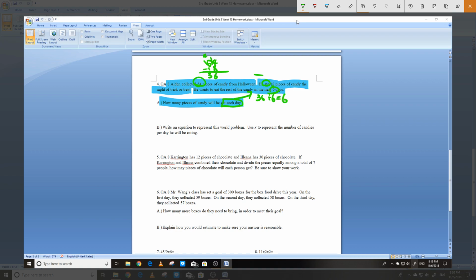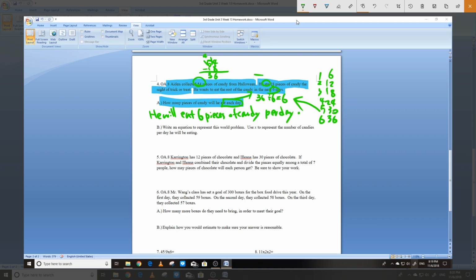Okay, what is 36 divided by 6? The answer is 6. How do I know that? Because 6, 12, 18, 24, 30, 36. That's 1, 2, 3, 4, 5, 6 times. All right. So you will write he will eat 6 pieces of candy per day.